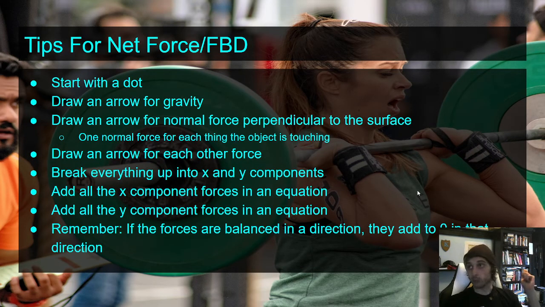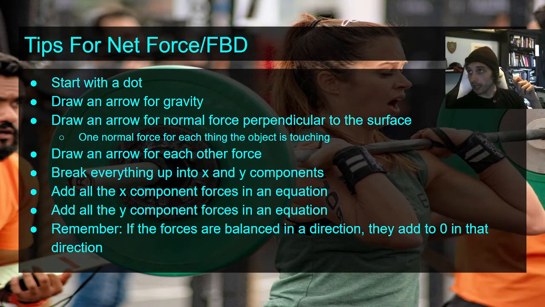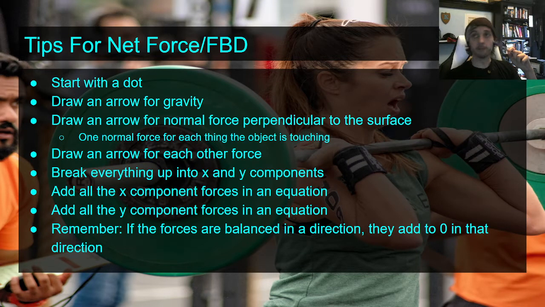So, when you're drawing free body diagrams, and you need to find your net force, in particular, big steps. Start with a dot. If it's on Earth, draw an arrow for gravity. If it's touching anything, draw a normal force perpendicular to the surface for each thing it's touching.